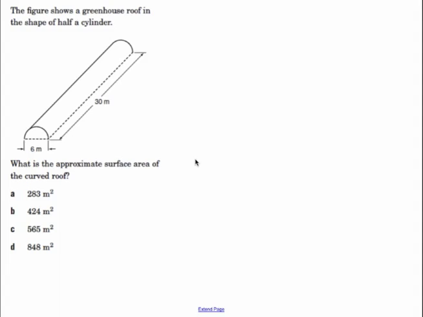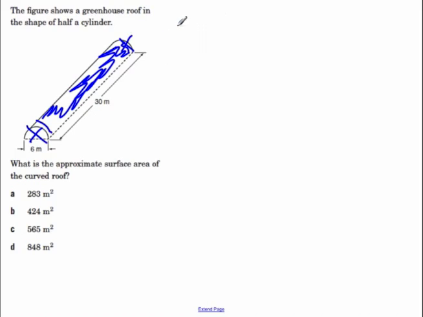So our first problem that is going to involve the surface area of a cylinder is a greenhouse problem. This is actually taken from an EQAO question a few years back. It says the figure shows a greenhouse roof in the shape of a half cylinder. What is the approximate surface area of the curved roof? Now notice that it's saying just the curved roof. So we're just going to find the surface area just for this part right here, not the ends. We don't want to calculate the ends because all we want is a curved roof.